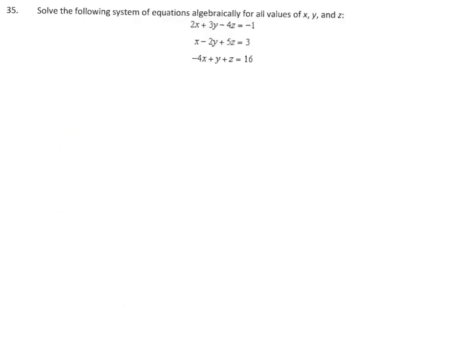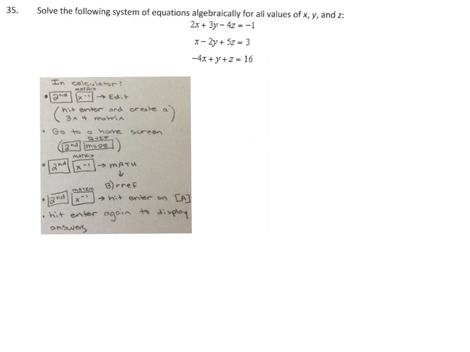Okay, so number 35 wants you to solve the following system of equations algebraically. Now, even though we're going to do it algebraically, remember the first thing we do is we do this in our calculator, and the calculator gives us the answers. That way, when we do it algebraically, we know if we're on the right track or not. Okay, so here are the steps in the calculator.